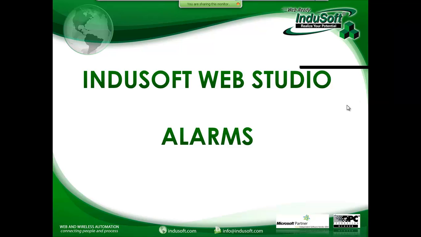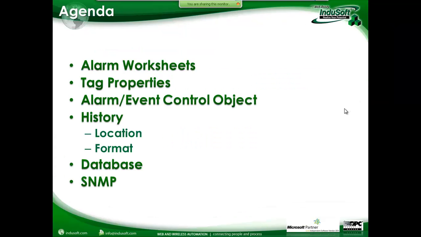Today we're going to cover quite a few things under alarms. We're going to cover the alarm worksheets and how those configure tag properties associated with the tags and set those set points for those alarms. We'll cover the alarm event control object and how you can use that to filter and see the alarms that you want to see, when and where you want to see those.